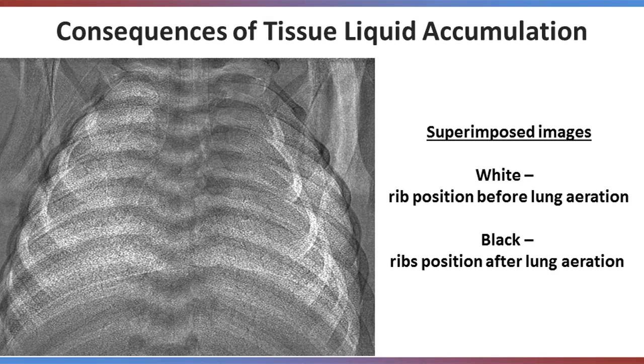What is the cause of this? Well, as I've said, it's due to liquid moving into the tissue. We can actually see this in effect. So here's another image of a spontaneously breathing rabbit pup at term. These are two images superimposed one on top of the other. One has been reversed, and we can see the white rib position is the position of the ribs before lung aeration, and the black rib position is the same pup at the end of lung aeration. You quite clearly see that the chest wall has expanded, and the chest wall has expanded to accommodate the increase in air and liquid that still remains in the chest.